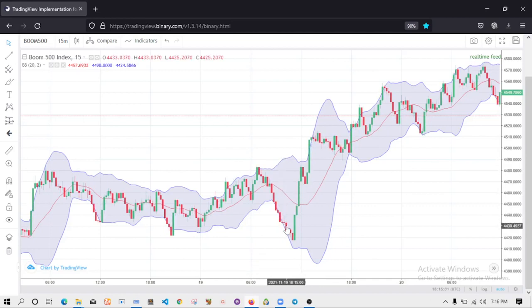You are looking for a situation whereby you have these lines come closer to each other, compressing, and at a point you don't enter your trade exactly where you see it. You must see a signal. The signal is that you must see these lines start going far away from each other. Once you start seeing this happening, you get ready to enter your trade.